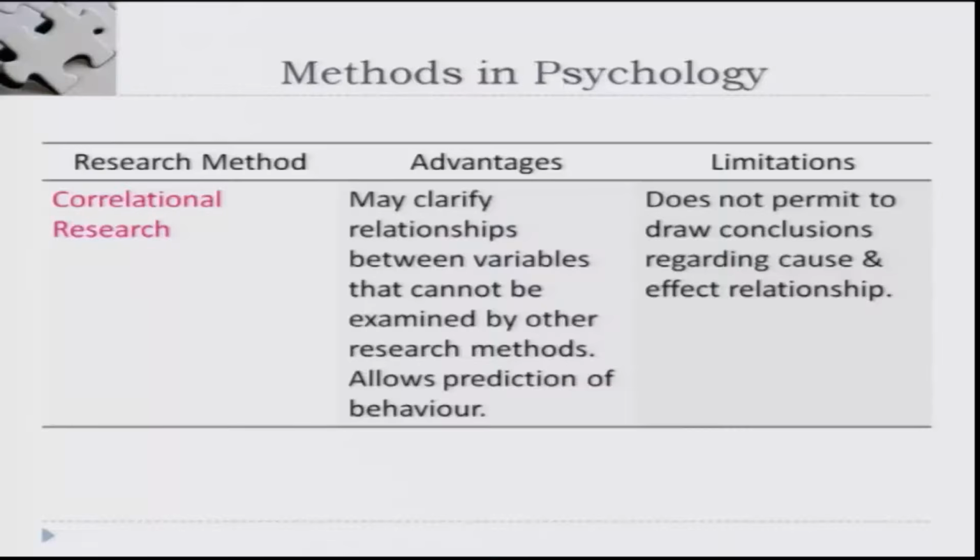Now, coming back to the methods that we have discussed, if we try to look at the advantages and the limitations of these methods, the correlation method has a beauty. It clarifies the relationship between the variables which usually cannot be examined using other methods. Okay. So, it allows you to predict behavior. The limitation of correlational research of course is the fact that it does not permit you to draw a conclusion regarding the cause and effect relationship, whether this did lead to that or not, that you cannot predict. All you can say is that there is a relationship between the two.